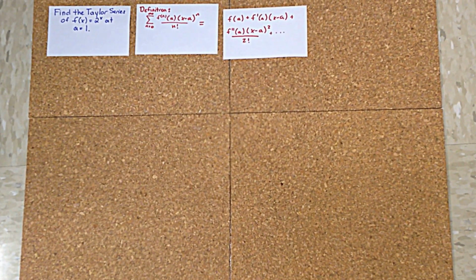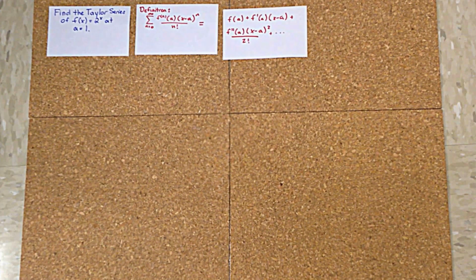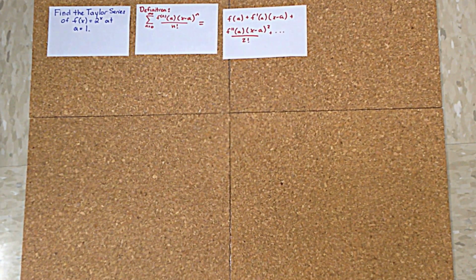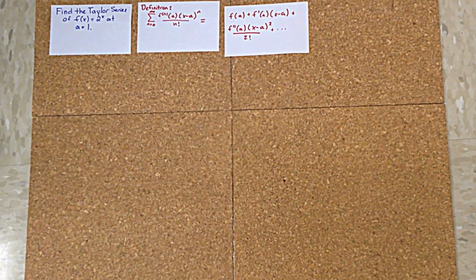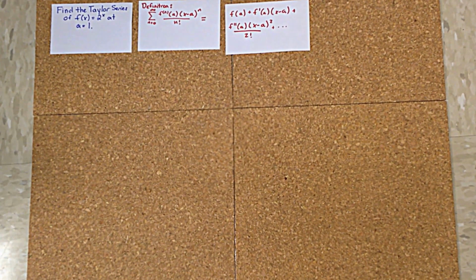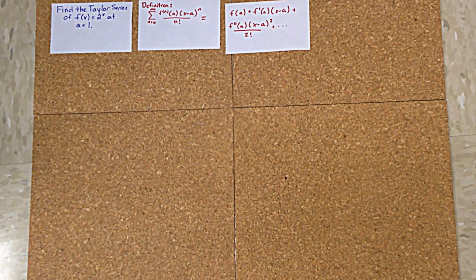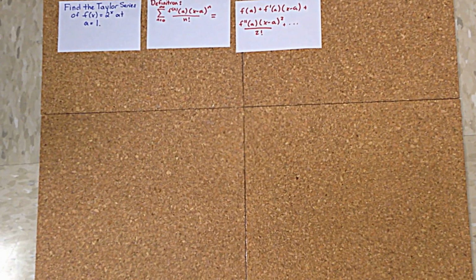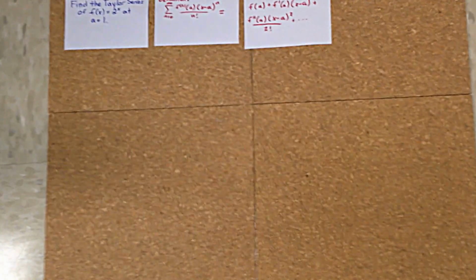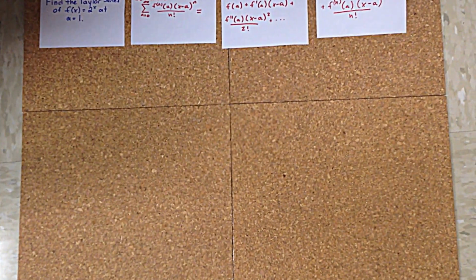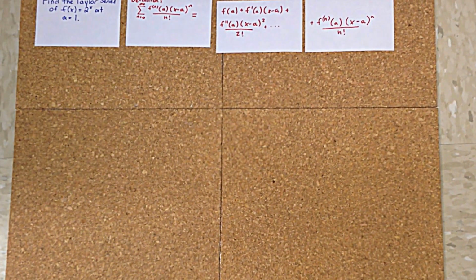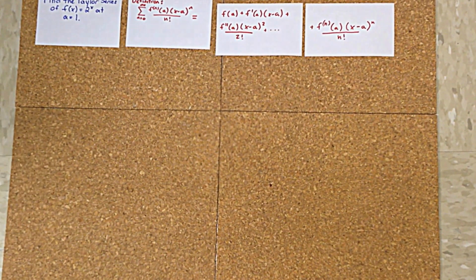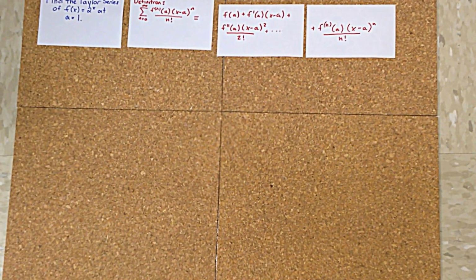So the first term would be f of a plus the first derivative of a times x minus a plus the second derivative of a times x minus a squared all over 2 factorial. And so that goes on forever and ever. And the final term would be as follows, but it would theoretically go on forever.